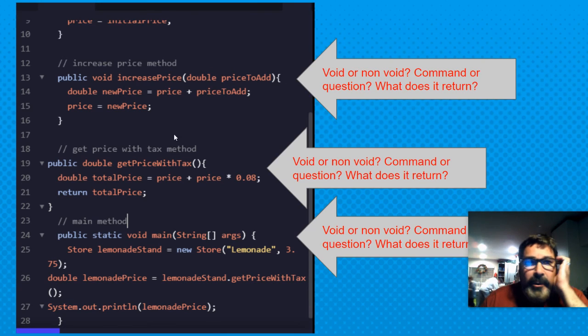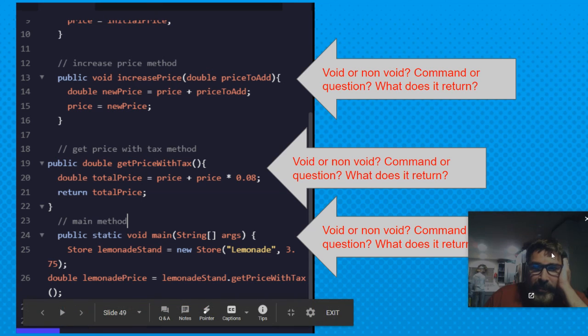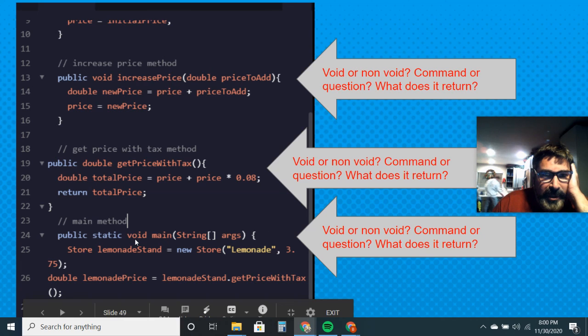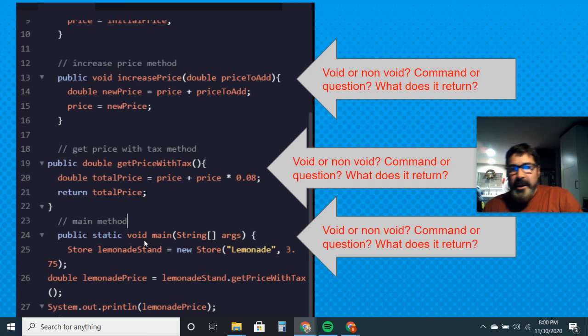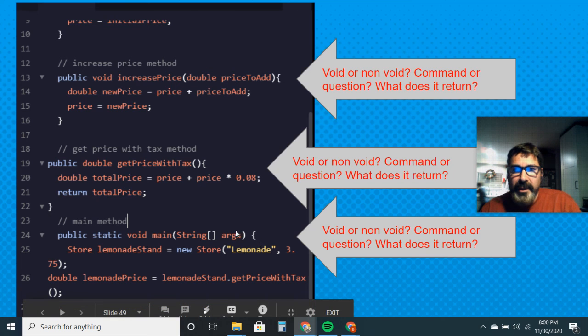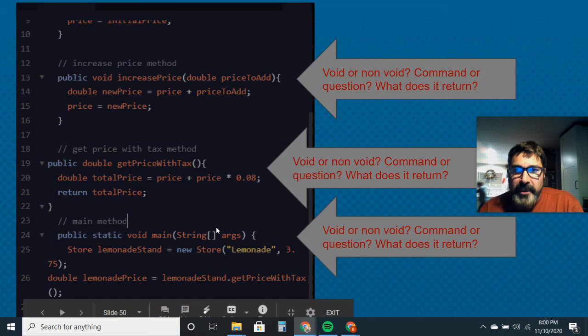All right, so now let's take a look at the code we just wrote. For this method right here, is it void or non-void? Is it a command or a question? And what does it return? For this one right here, void or non-void, command or question, what does it return? And finally, void or non-void, is this a command or a question, and what does it return? All right, answer those questions and then go to the next one.